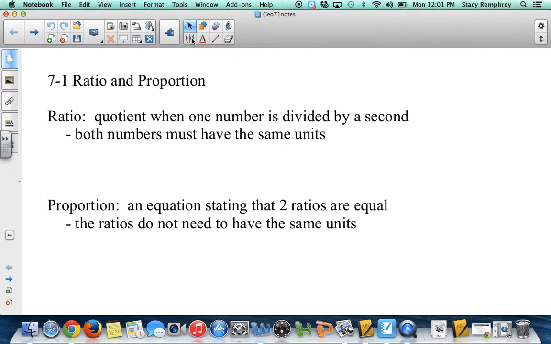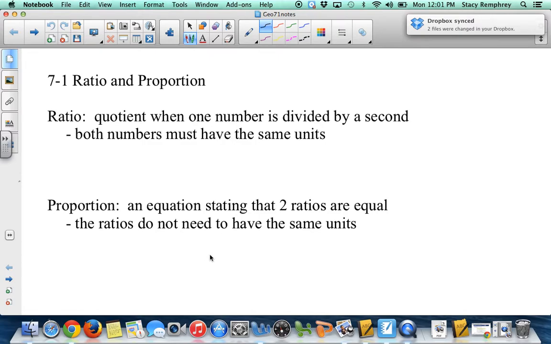For example, okay, if we say something like 1/2 equals 2/4.